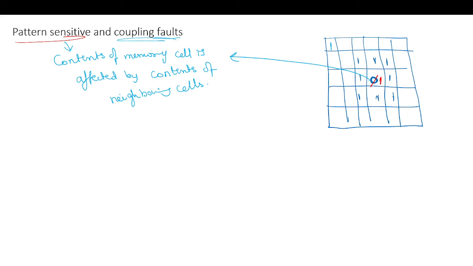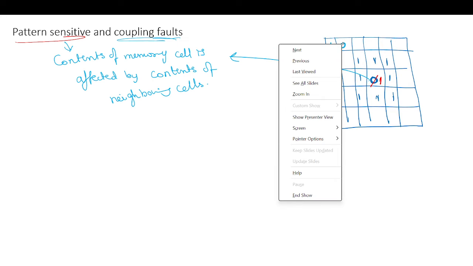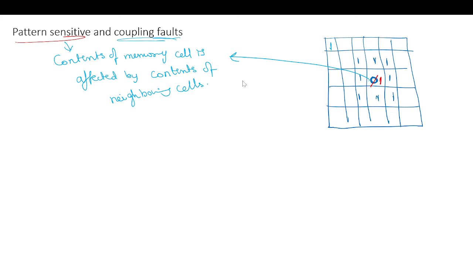Like I write a 1 here, it doesn't allow me to write a 1 here. There is some effect between these two cells. So a transition in the content of one memory cell causes a change in the content of another memory cell. Like I wrote a 1 here; initially, if it was a 1, it may have changed this to 0. Some effect between the two cells. Such faults are called coupling faults.